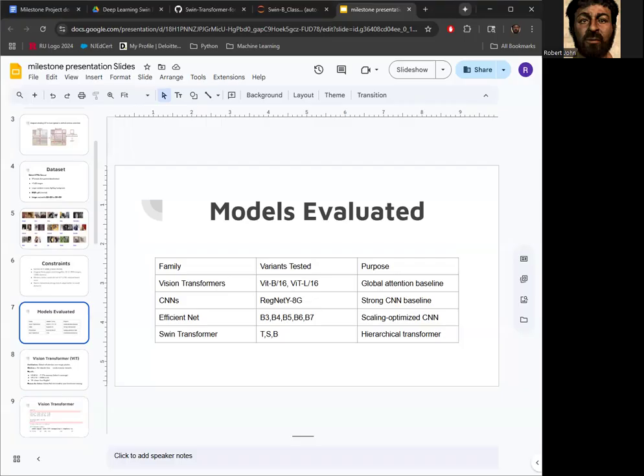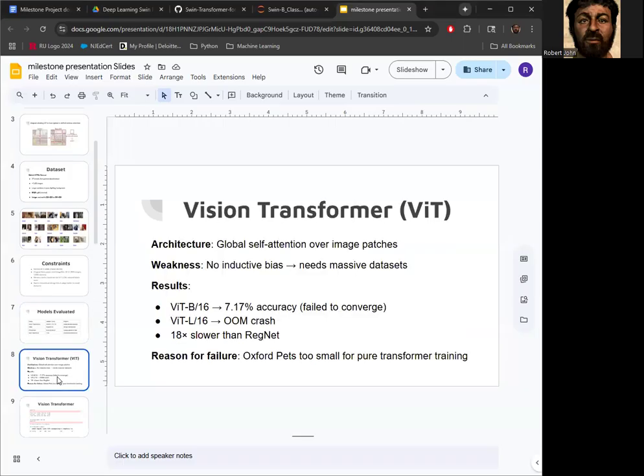Let's start with the baseline vision transformer. Its architecture uses global self-attention across all image patches, which is powerful but comes with a weakness. It has no built-in inductive bias like CNNs, so it relies on massive datasets to learn. On Oxford-IIIT, this became a problem.